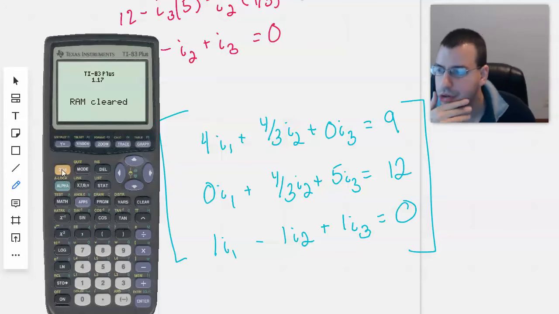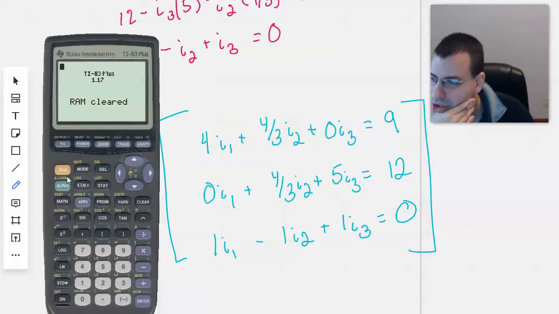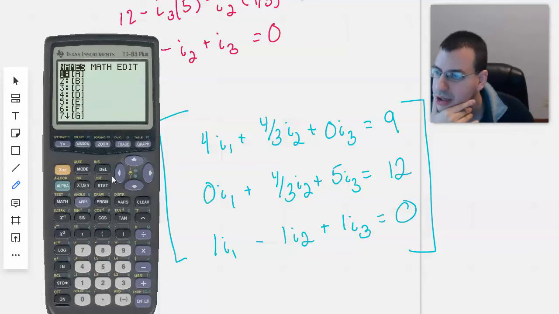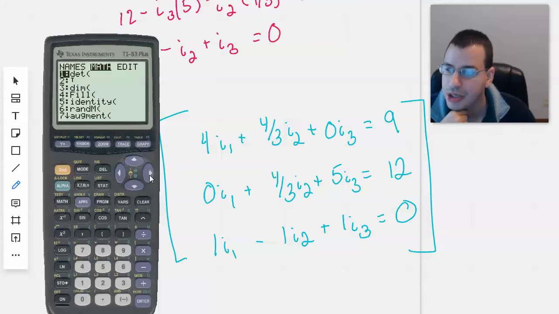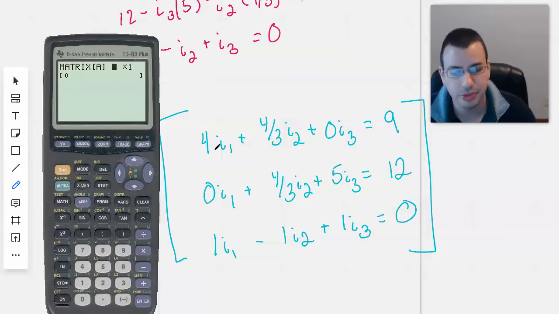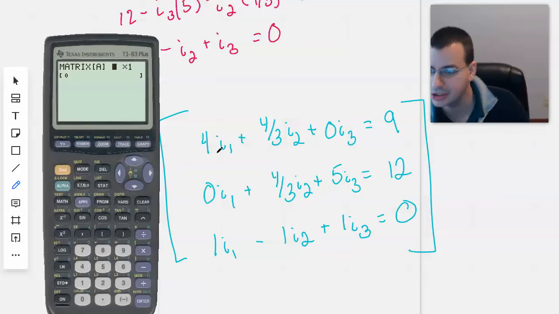So to do this, where is matrix? Matrix! There it is. Second, matrix. Let's go, we'll use matrix alpha, so we'll edit. And then this is going to be a 3x4 matrix.